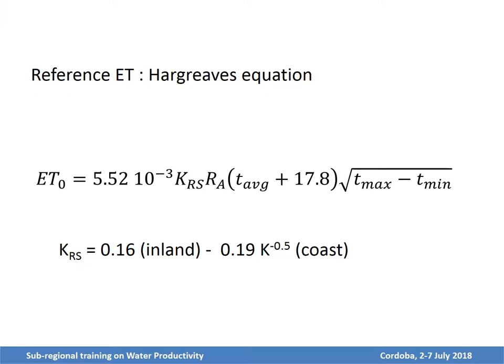So you can think, when we have conditions of low atmospheric transmissivity, if we have a lot of clouds, the difference between maximum and minimum temperature will be small. When we have clear sky conditions, we will have maximum values of the difference between maximum and minimum temperature. So by using this temperature amplitude, we will be reflecting the conditions of atmospheric transmissivity. And then using the extraterrestrial radiation, we will come up with something which is related to actual solar radiation.